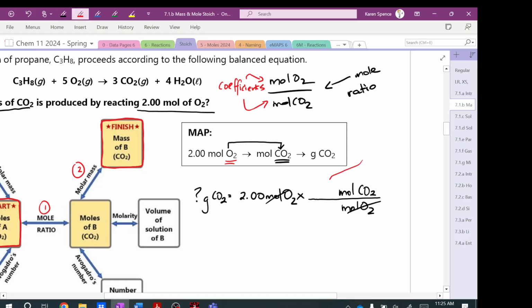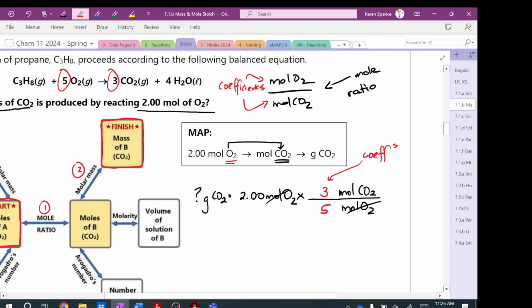And then we're going to use our coefficients in here. So what is the coefficient for CO2? 3. That means for every 3 moles of CO2 that react or that are produced, how many moles of O2 did we need to use? We needed to use 5.